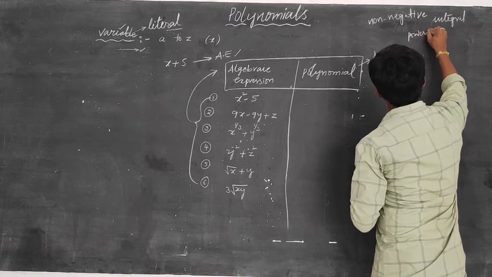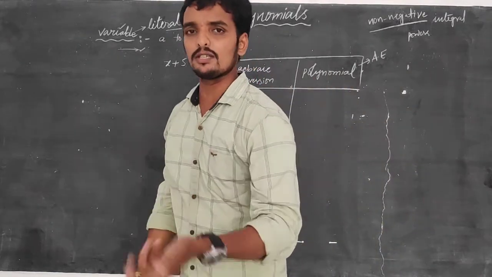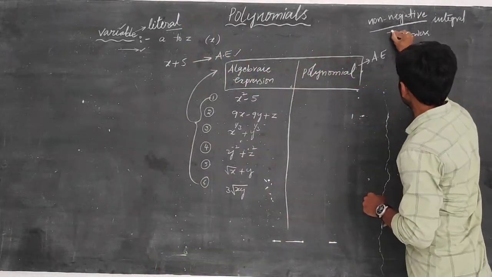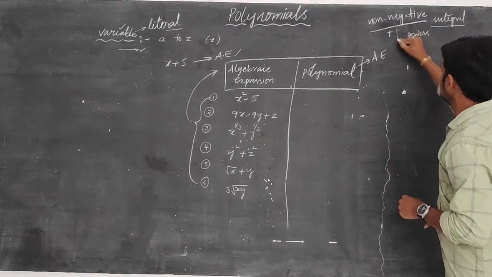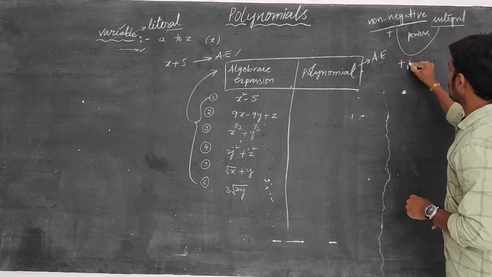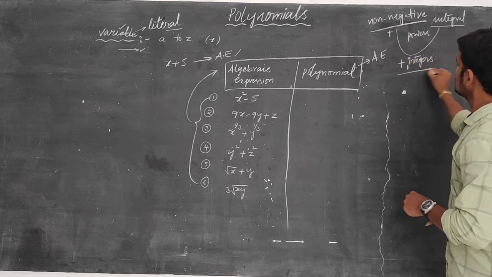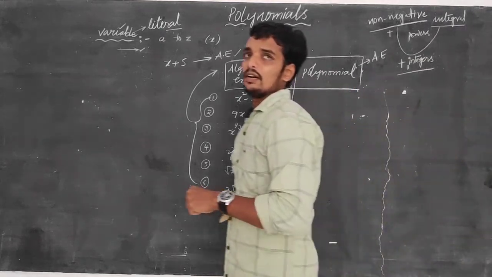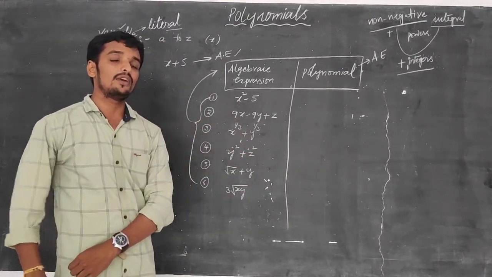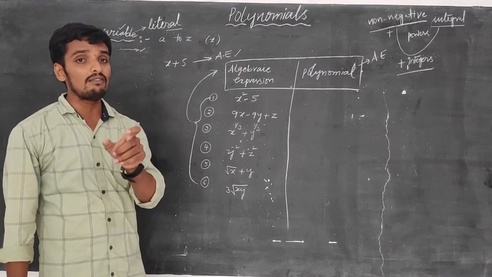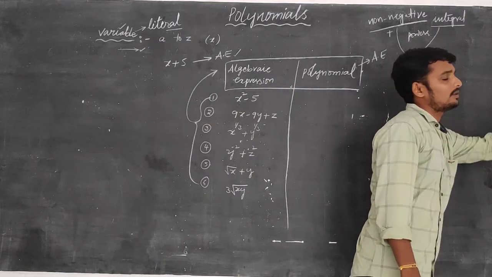Non-negative integral powers. The numbers which are non-negative are positive. Non-negative means those are positive, which are integral. Integral means integers. So simply we are saying these are positive integers. A polynomial is an algebraic expression in which the variables involved have non-negative integral powers.